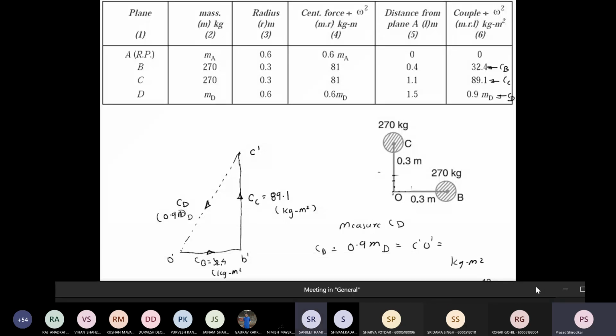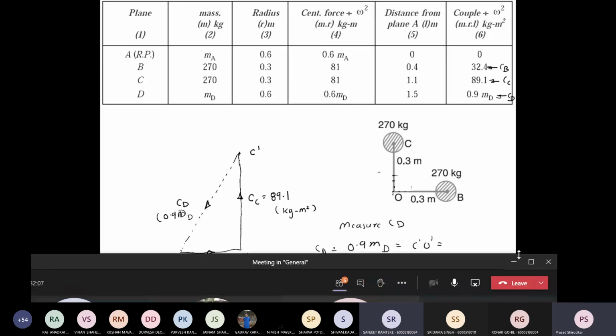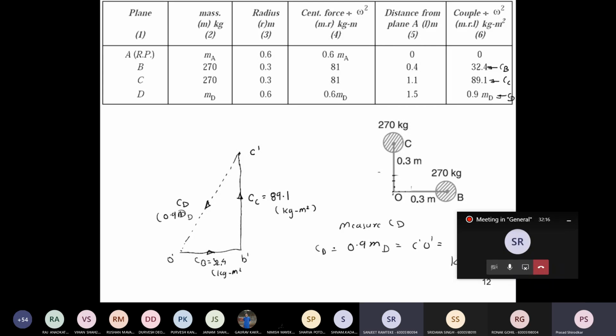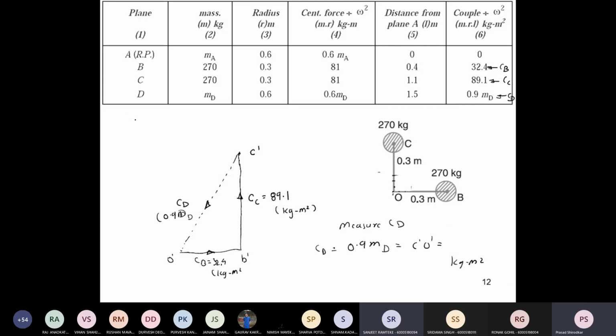Sir, what scale did you assume? You can assume any scale. Say for example, you can take O dash B dash, that is equal to CB, that is equal to 32.4 kg meter square. Approximately take it as 5 centimeters. Okay, sir. Thank you. You can choose any value. It doesn't have to be what I have told. Choose any suitable value.